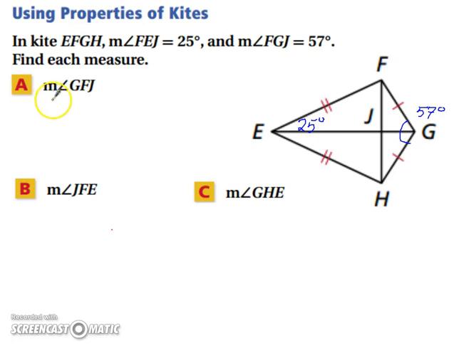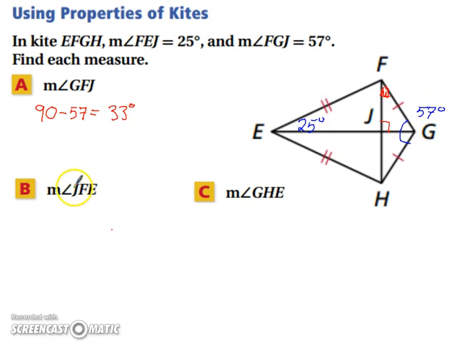Alright, so the first one is the measure of angle GFJ. That's this angle right here. And, well, we know that this one has to be 90, because we are in fact dealing with a kite. So, if you have a right triangle, you know that the other 2 angles must add up to 90 degrees. So, you can simply subtract 90 minus 57, and that gives you 33 degrees. Let's change color here. We're going to go green.